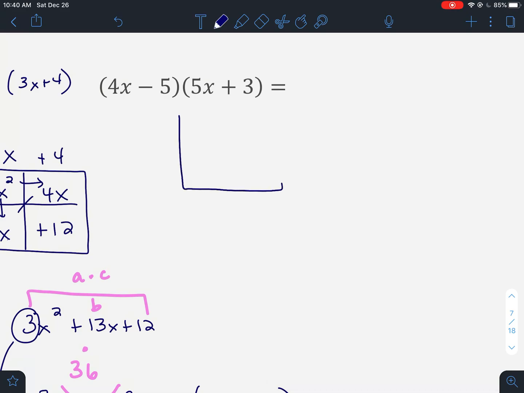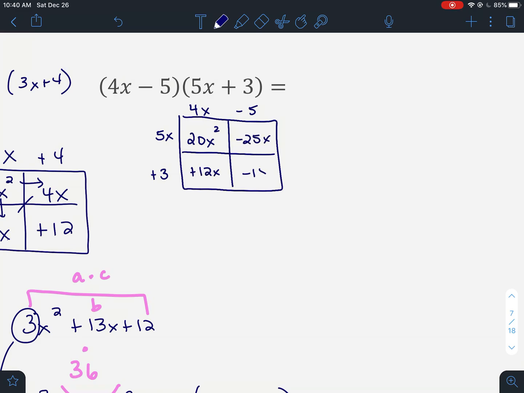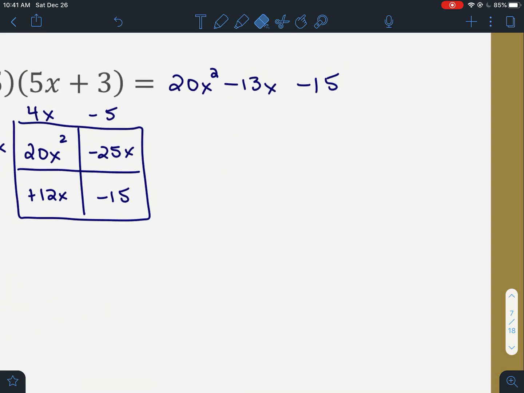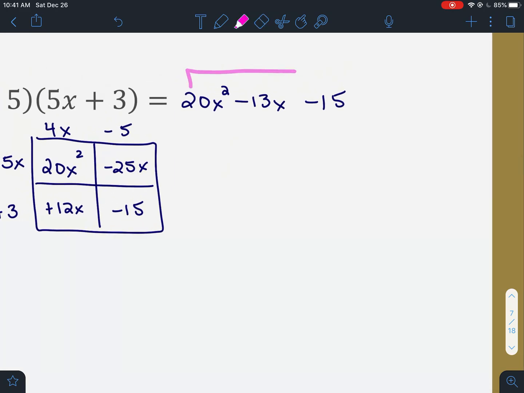So let's look at our next one. 4x minus 5 times 5x plus 3. If I multiplied this out, 4x minus 5 and 5x plus 3, I would get 20x squared minus 25x plus 12x minus 15, which would become 20x squared minus 13x minus 15. So this one's a big one. Again, we can try and factor by grouping. Sorry, this shouldn't be squared. This should just be x. So 20x squared minus 13x minus 15.